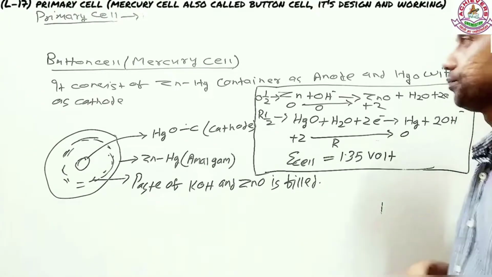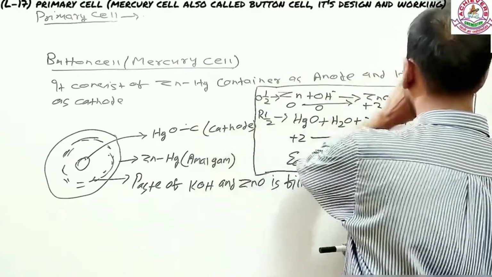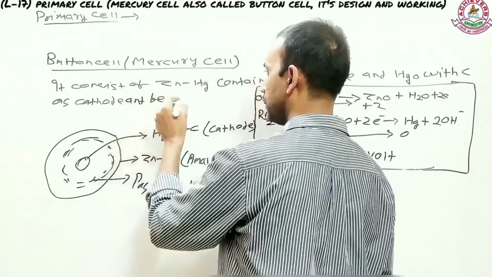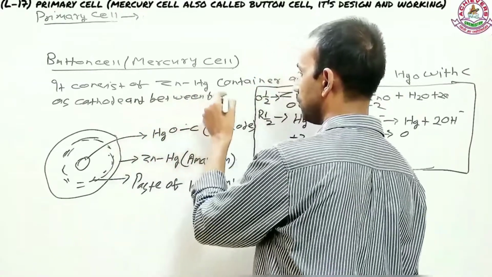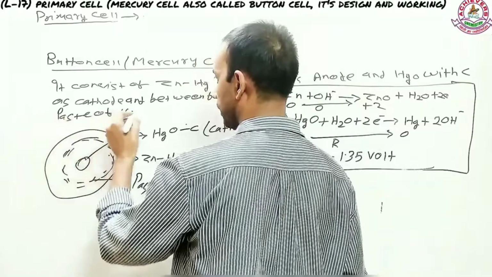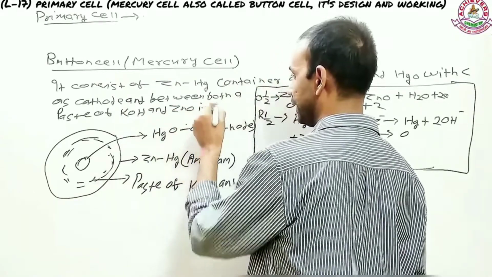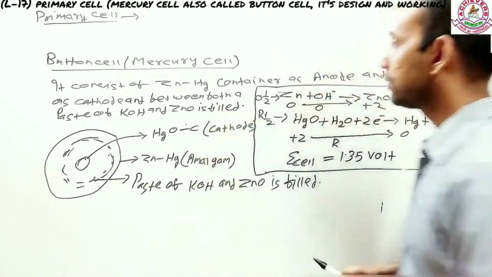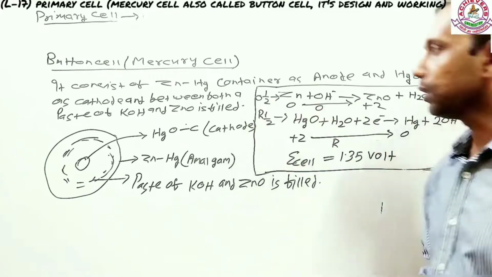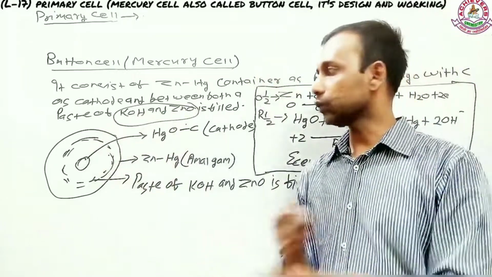Let me repeat the whole thing. A button cell or mercury cell consists of a zinc mercury container as anode and mercury oxide with carbon as cathode. And between both, a paste of KOH and ZnO is filled. That's it. Between these two electrodes a paste of potassium hydroxide and zinc oxide is filled, and after the paste is filled the battery is sealed. Now you have your button cell prepared.